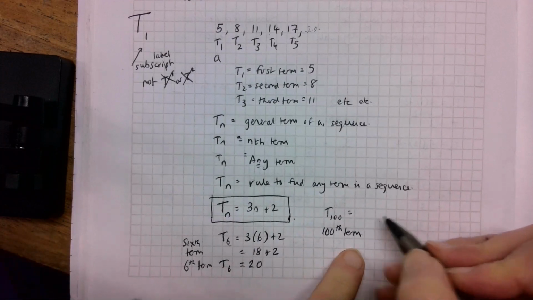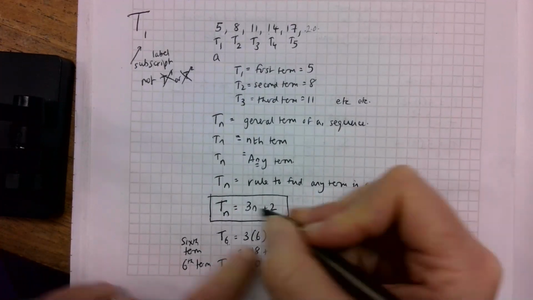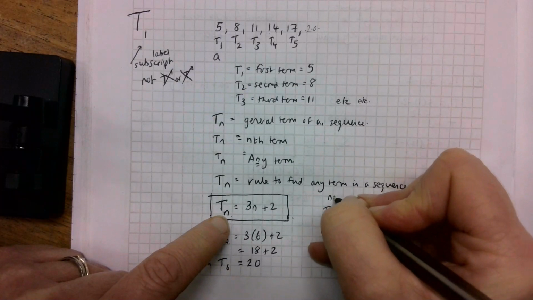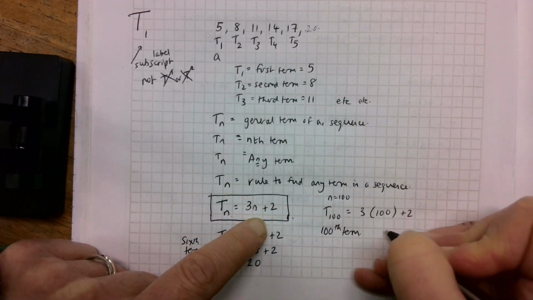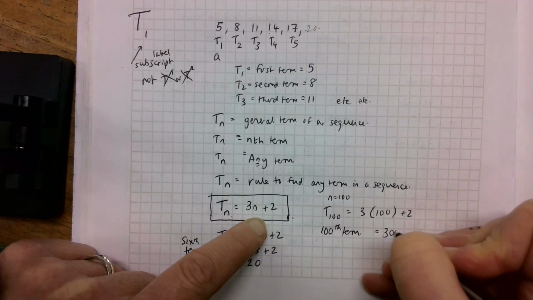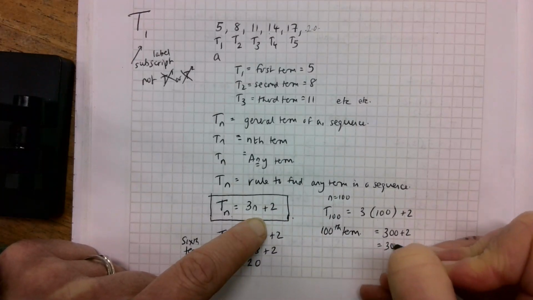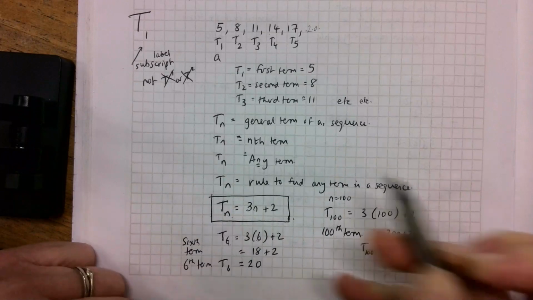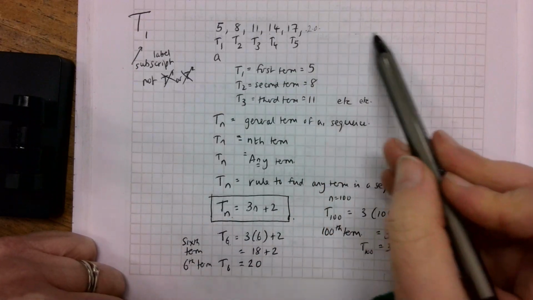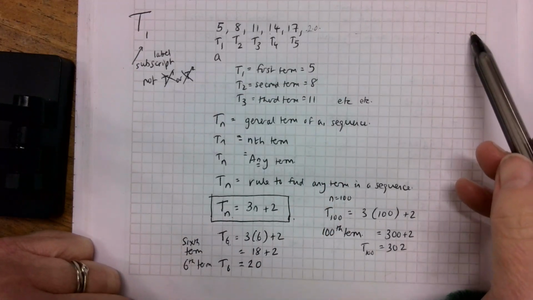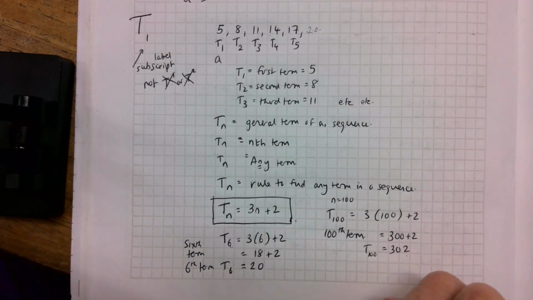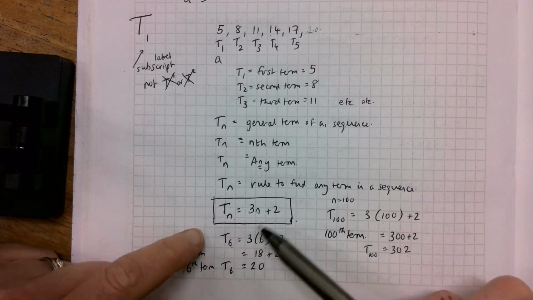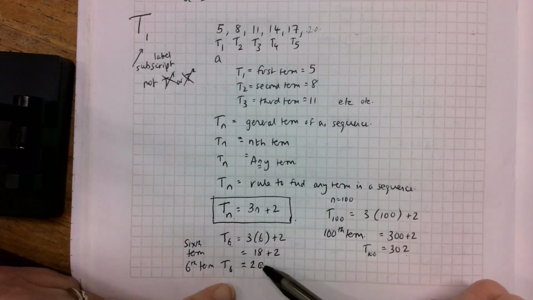For the 100th term, if you notice, n is now 100. So it's going to be 3 multiplied by 100 plus 2. The 100th term in this sequence is 300 plus 2, which is 302. So if I listed all 100 terms of this sequence, the last number I would write down, the 100th term, would be 302. That's what the general term is, and that's how I use it to find terms in the sequence.